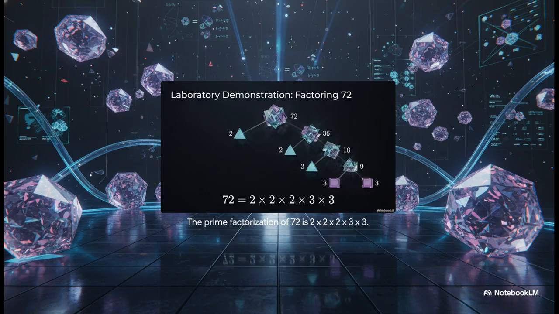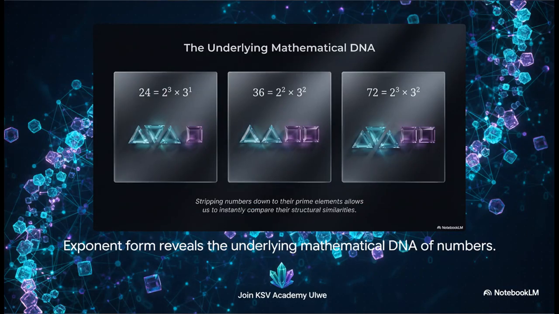See how that works? Now when we write these factorizations out using exponents, that's when the magic really happens. You're not just looking at a jumble of numbers anymore. You are seeing the underlying code. 24 is 2 cubed times 3. 36 is 2 squared times 3 squared.